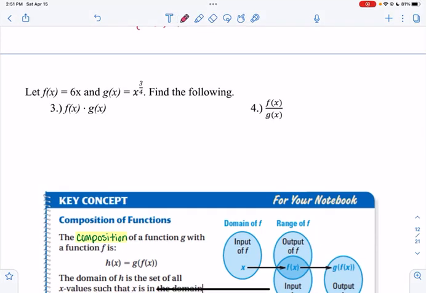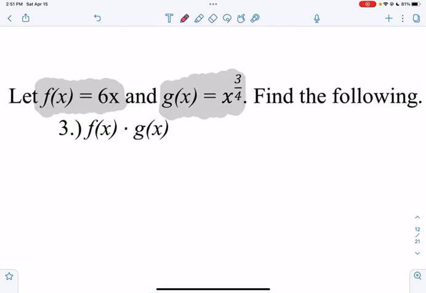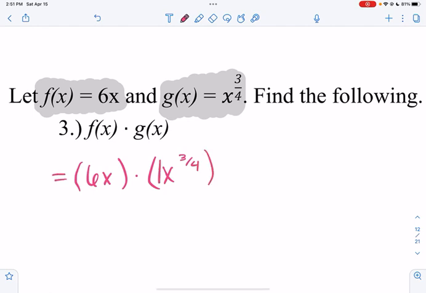So for 3 and 4, we're just doing multiplying and dividing, but they give us new functions this time. So f of x equals 6x, and your function g equals x to the 3/4. So for number 3, we're just multiplying them together. So f is 6x times g is x to the 3/4. I'm going to put a little 1 with that x to the 3/4.